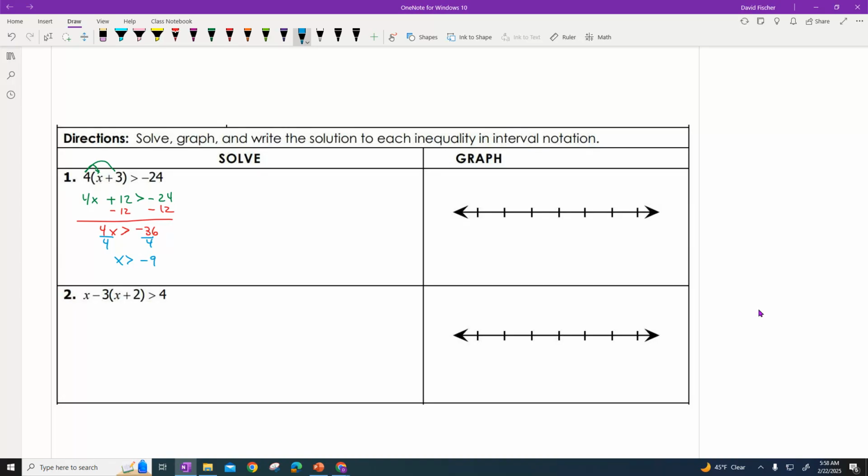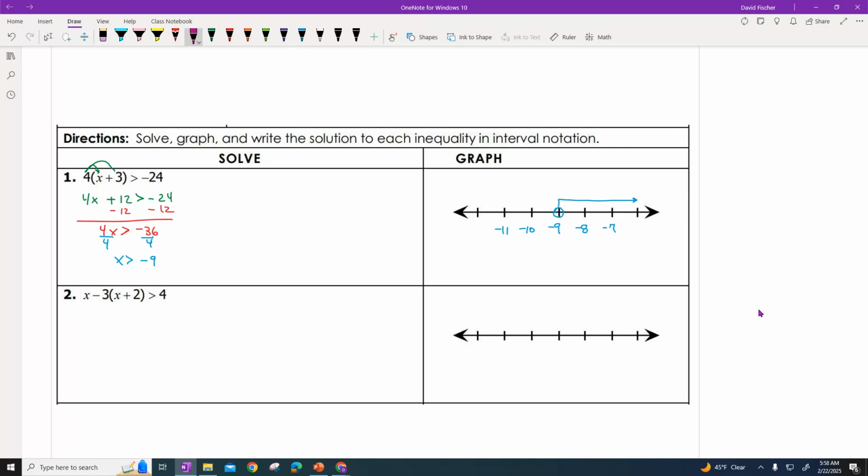So we come over here and remember our rule. I don't care where you put the negative 9, but I need 2 numbers to the left, 2 numbers to the right. I want to have an open circle on negative 9 because I don't have the or equal to sign, and I want everything greater than. That means all numbers more than negative 9, so my line's going to go that way.